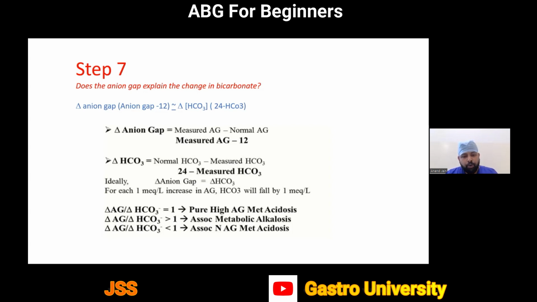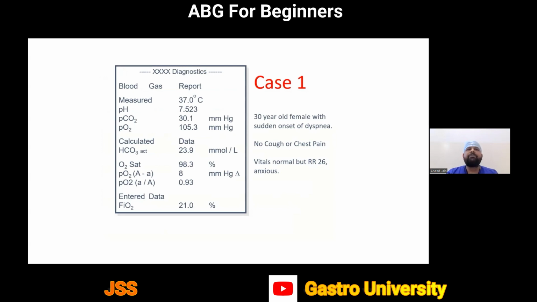If it is more than 1, then there is some association with metabolic alkalosis. And if it is less than 1, then it is associated with normal anion gap metabolic acidosis. So let's come down to certain examples.